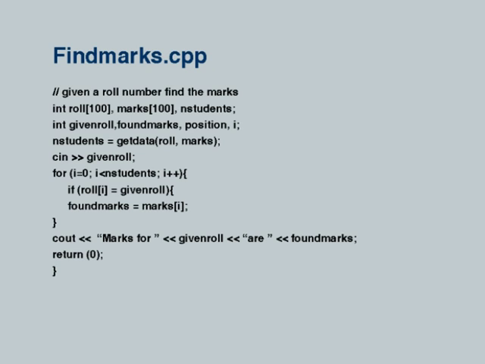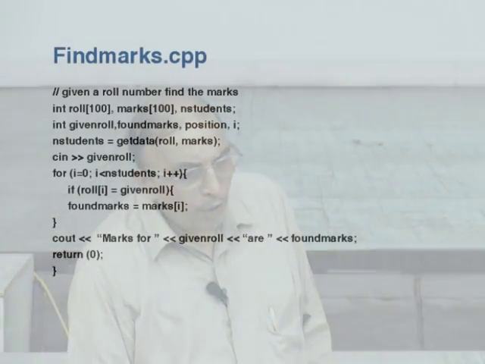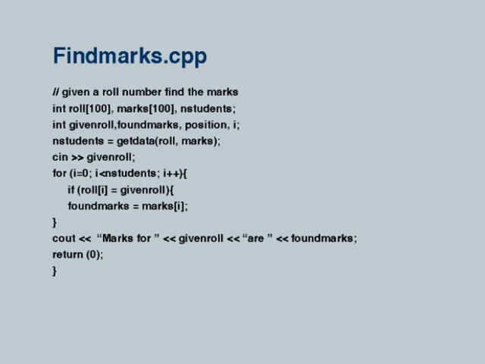Here is a simple iteration. What I do is, I just go through each and every element of the roll number array. If we go back to the previous slide, effectively, what it means is we take the given roll and go through this, compare it with this, compare it with this, compare it with this, and so on with all the numbers. Let's go back to slide 17 here. So what we are doing is we are setting up an iteration. So I go through this array, 0th element, 1st element, 2nd element, up to n minus 1 elements. If the ith element of that roll is given roll, then I say found marks is equal to marks i. Then I say output marks for given roll are these, and I return.